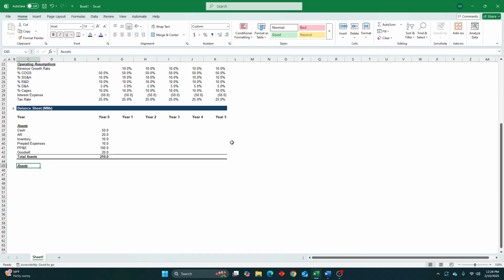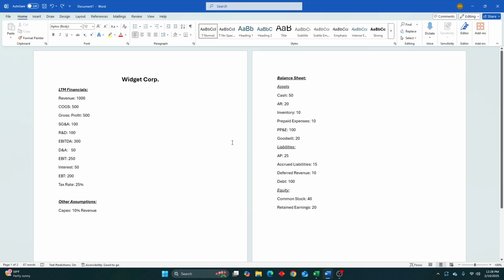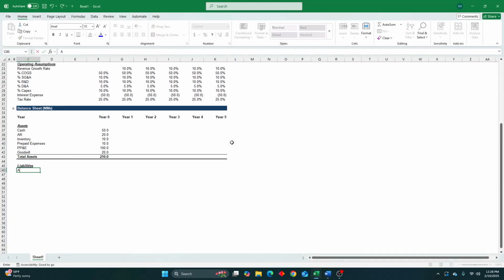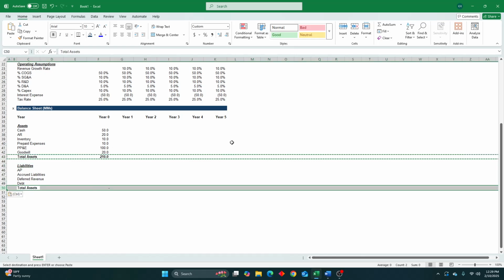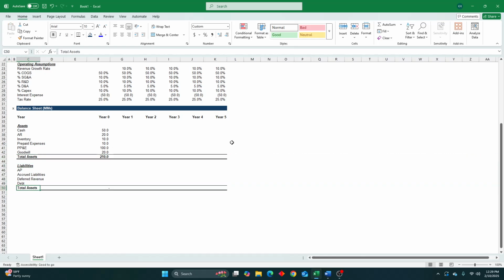Then after we're done with our assets, we can go to our liabilities, just like that. And so here we have AP, accrued liabilities, deferred revenue, and debt. So AP, accrued liabilities, deferred revenue, and then debt. And so you can have kind of a distinction between your current assets and your long-term assets, and your current liabilities and your long-term liabilities. But here I'm just going to group everything together because it's not that complicated of a model.